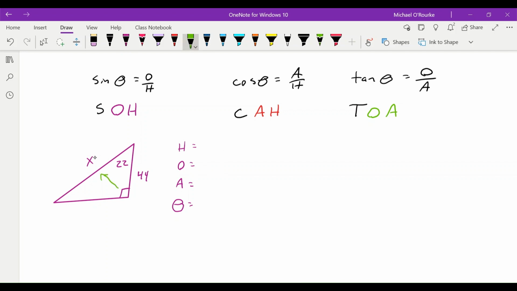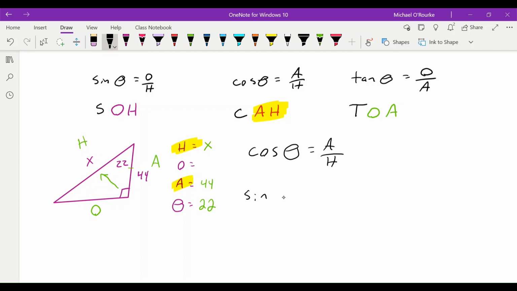So we're going opposite. Across from the right angle is going to be my H. Beside my angle is going to be my A, and across is going to be my O. Then let's put everything in here. My H is X. My O I don't have, so I'm not going to touch it. 44 goes there. And 22 is my theta. So if I look here, I have an H and an A. So what matches H and A? CAH. It has an A and an H in it. So then we're going to write down our formula, which is cos theta equals A over H.